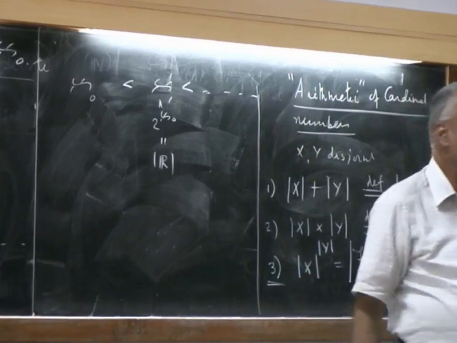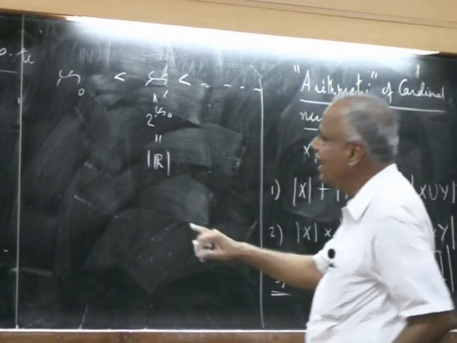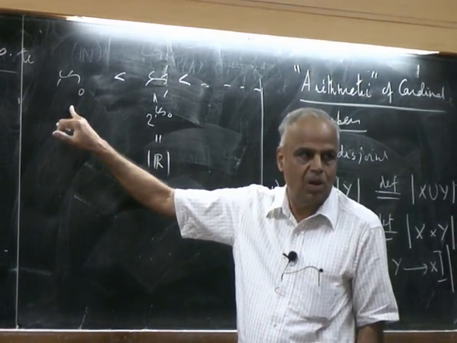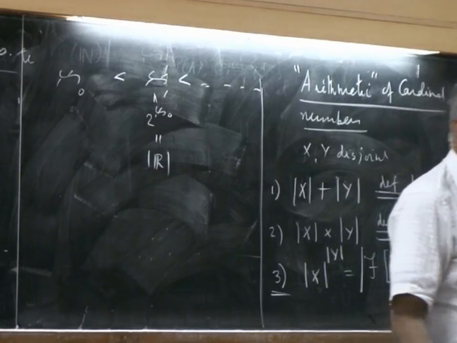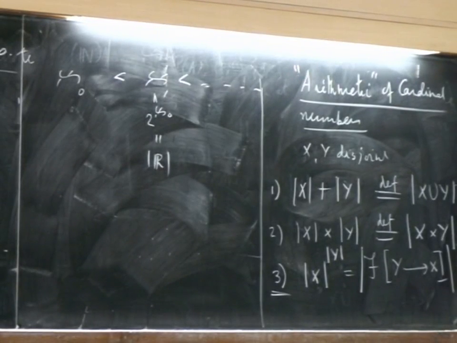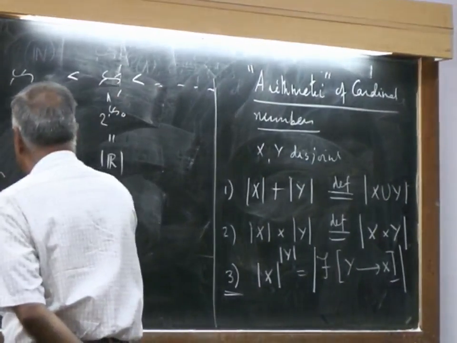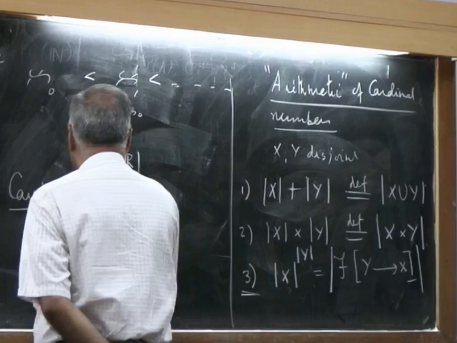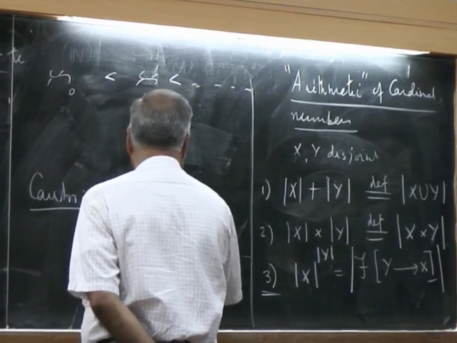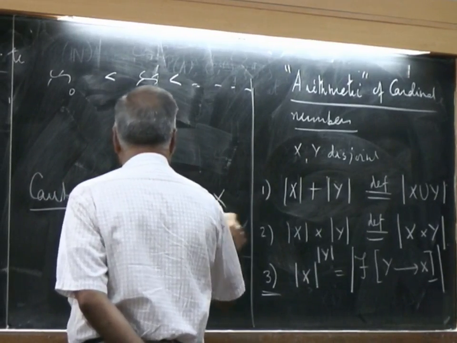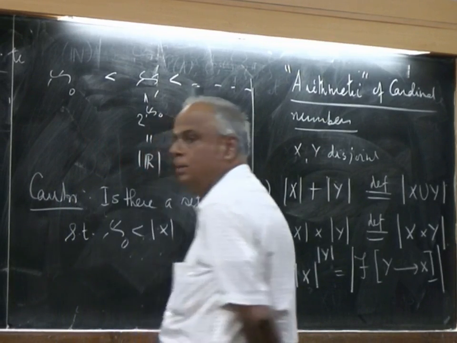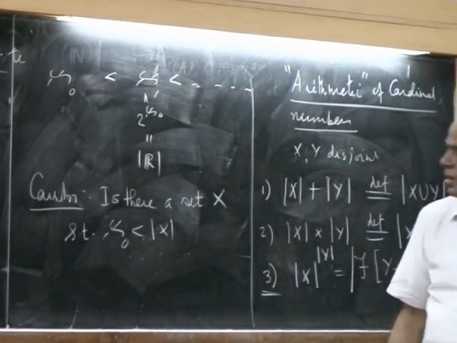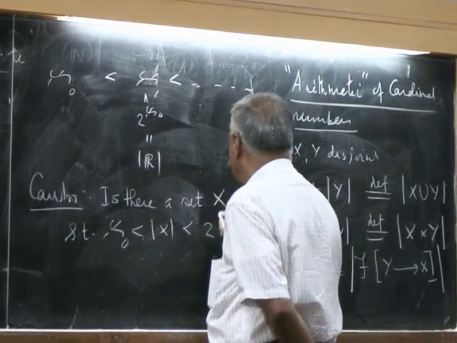The question is: is there a set whose size is uncountable, so it is more than this, but it is not as big as the real numbers? It is not as big as 2 to the power of aleph naught. So a basic question that Cantor raised was: is there a set X such that it is uncountably infinite, aleph naught is strictly less than |X|, but it is not as big as 2 to the aleph naught?